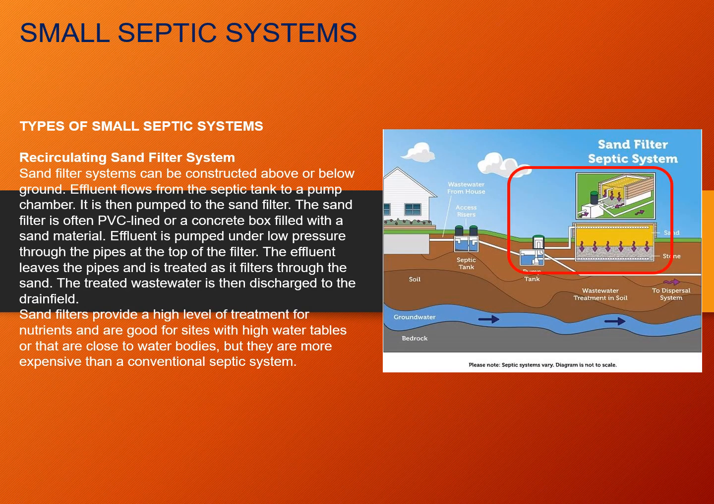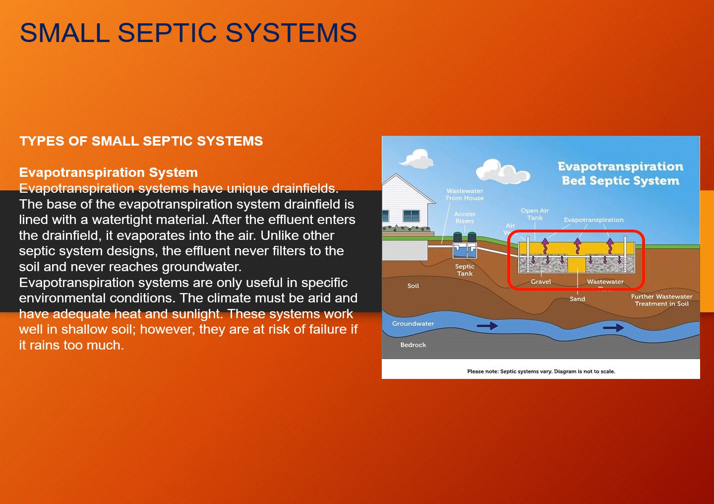The recirculating sand filter system uses another tank. So coming out from the septic tank, it goes to another tank wherein it is going to be pumped to a sand filter system before it drains out to the drain fields. The evapotranspiration system is ideal for those with big lots because you will have the sewage water coming out of the septic tank evaporate in the air.